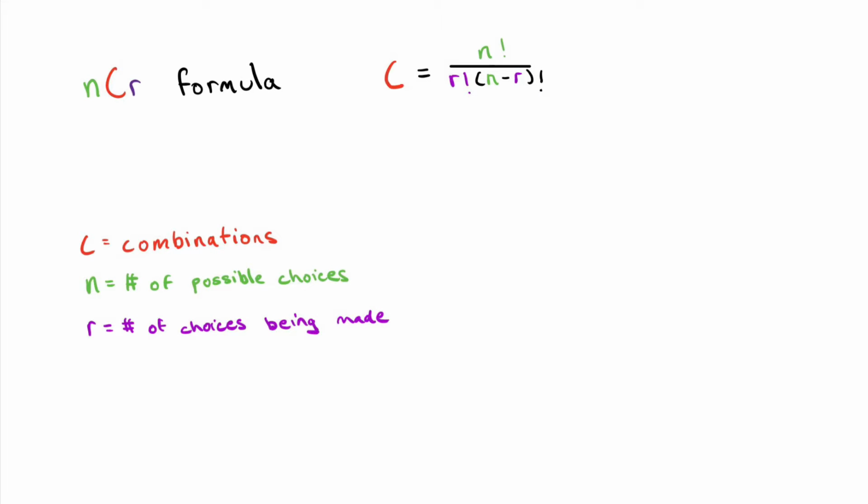For the formula, we see that there's a C, n, and an r. The C represents the total combinations possible. n represents the number of possible choices we have, and r represents the number of choices being made. However, there are also exclamation points we see in the formula. They represent things called factorials.